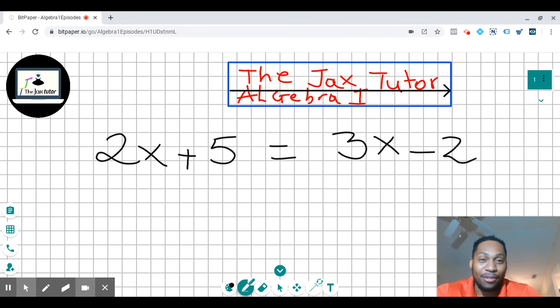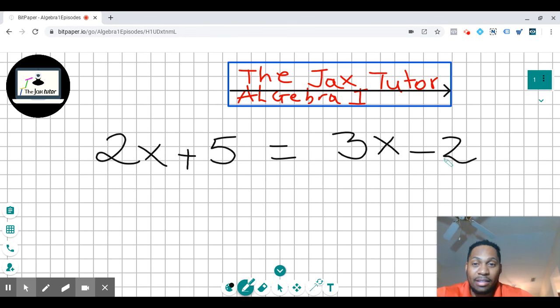This time around, still doing Algebra 1. So what we're doing here, we're solving an equation with two variables, and we're going to show you how to do that. So what you have here is 2x plus 5 is equal to 3x minus 2.